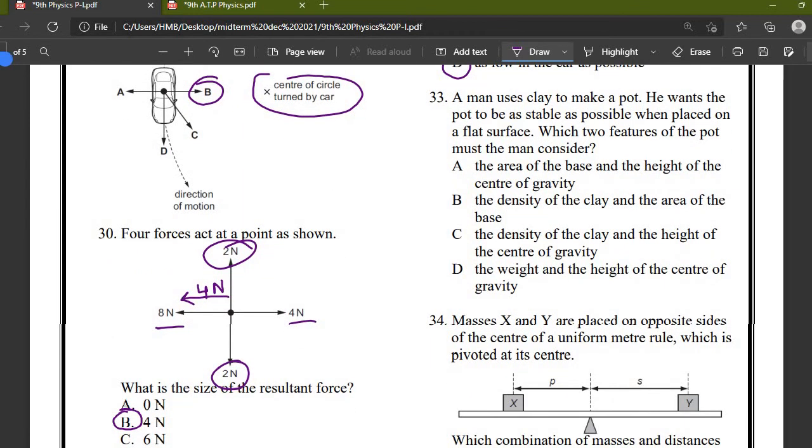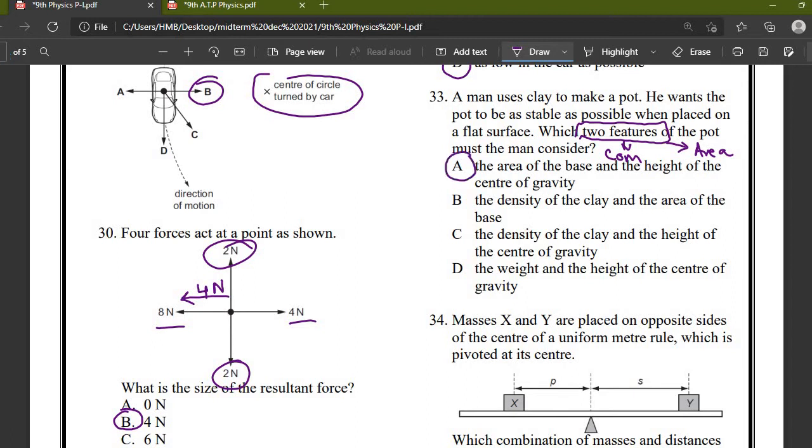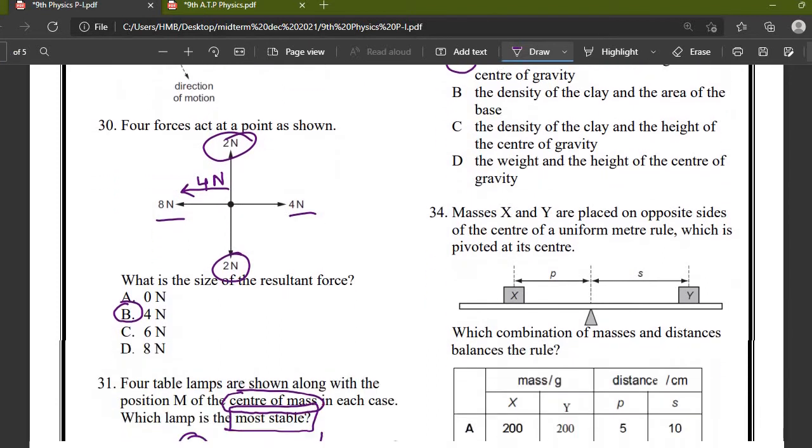A man uses clay to make pots. He wants the pot to be as stable as possible when he places it on a flat surface. Which two features of the pot must the man consider? Stability depends on two factors: the area of the base and the position of center of mass. Area should be larger and the center of mass should be lowered. So the correct answer is option A, the area of the base and the position of center of gravity.